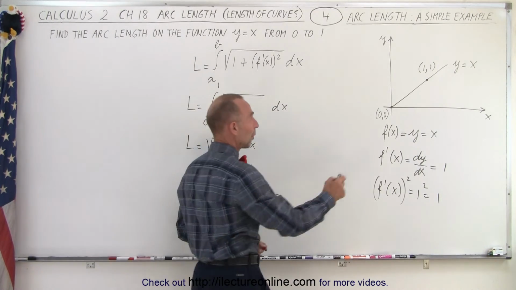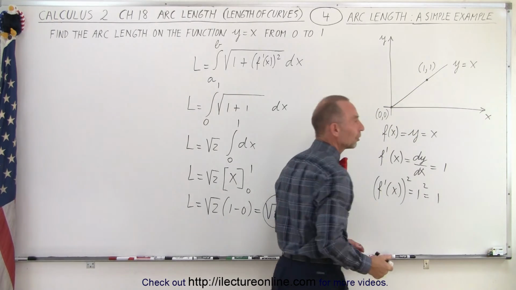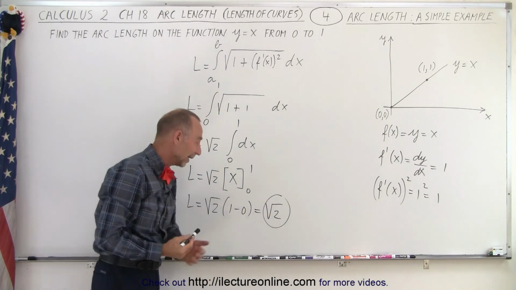We know that if we have a square where all the sides are equal to 1, the diagonal is going to be equal to the square root of 2, and that is what we got.